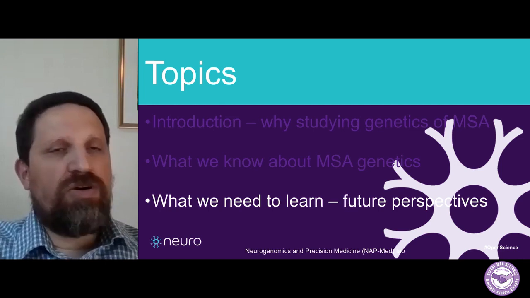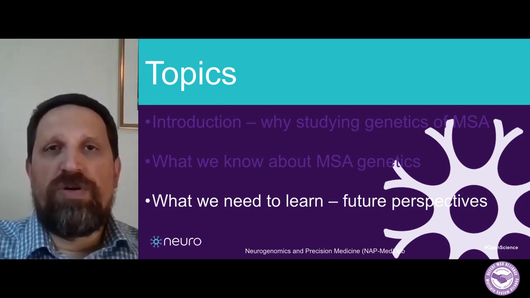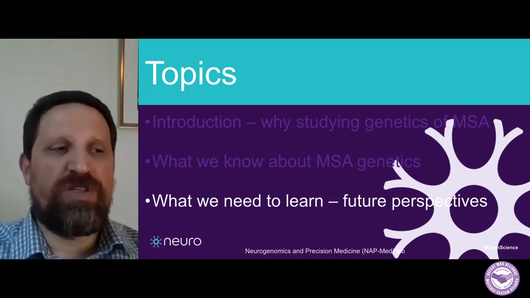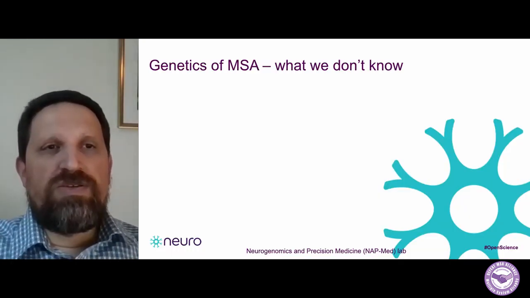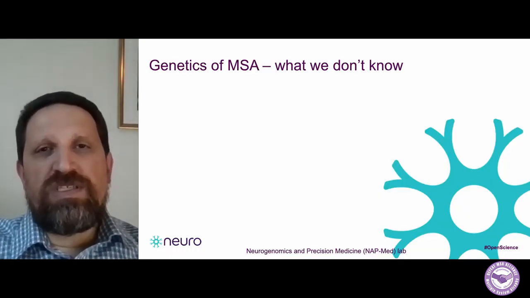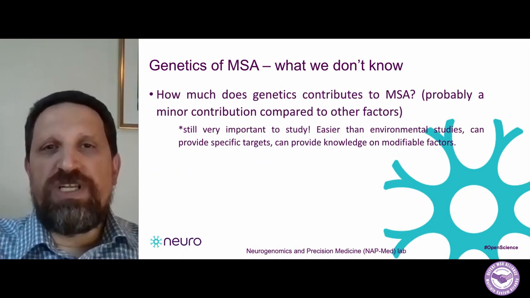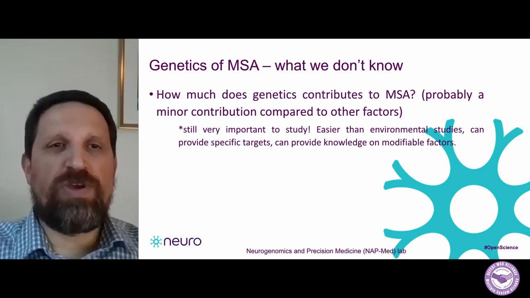So to conclude this talk, we will talk about what we need to do in order to learn more about the genetics of MSA, what we need to do in the future, and I will tell you a little bit what we're doing in my own lab. So these are the things that we still don't know about the genetics of MSA. We don't know how much genes actually contribute to MSA in terms of what we call heritability.